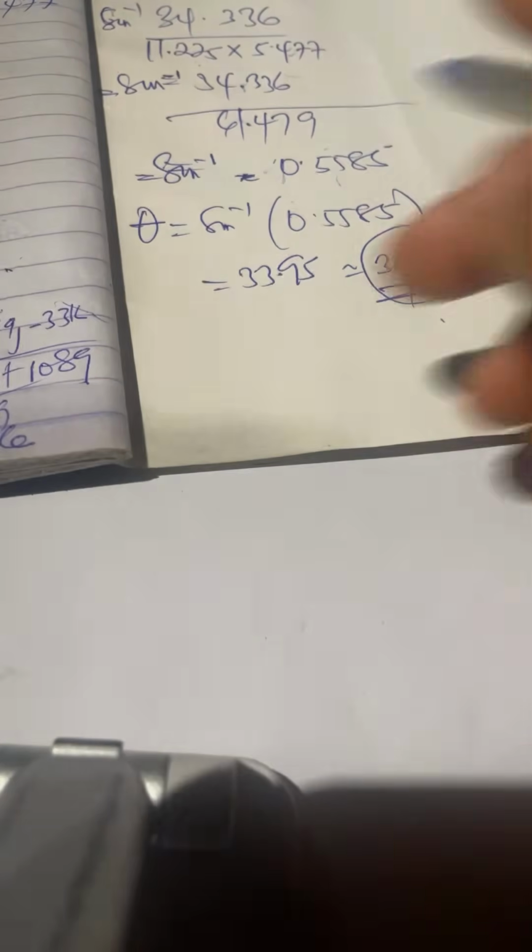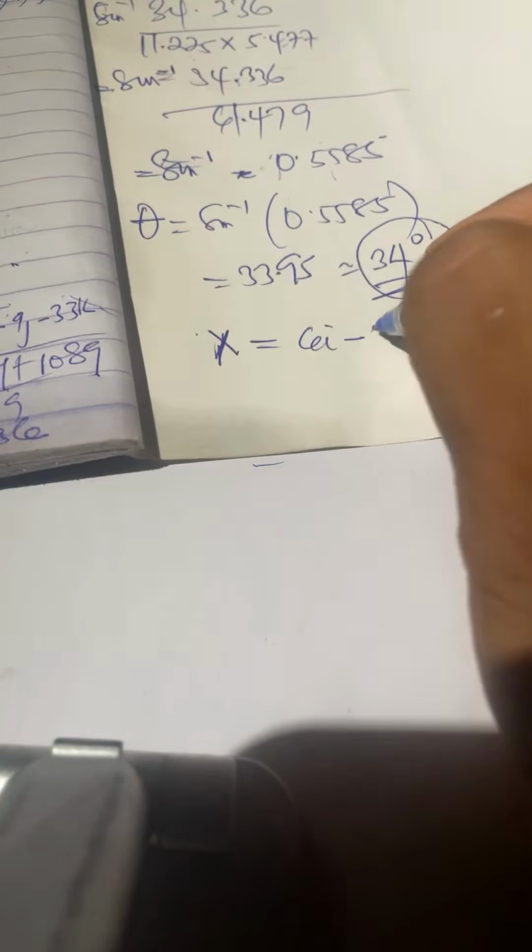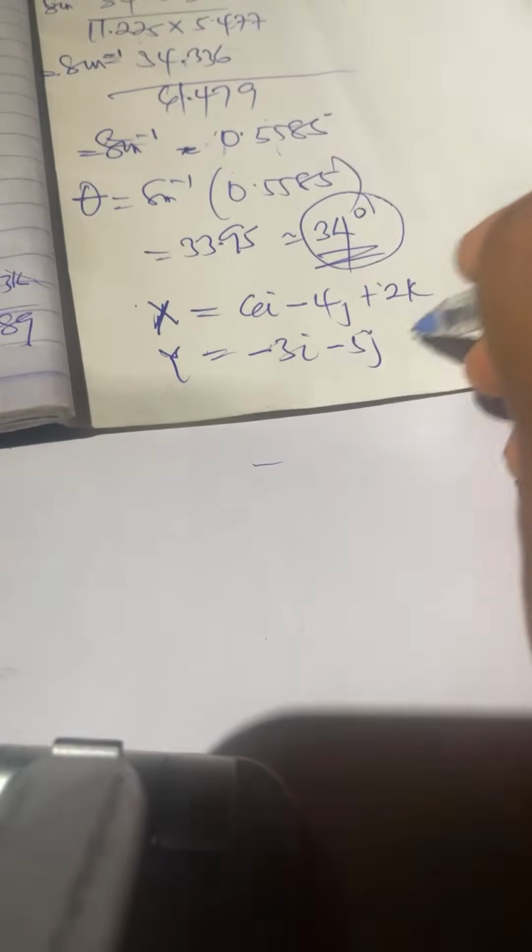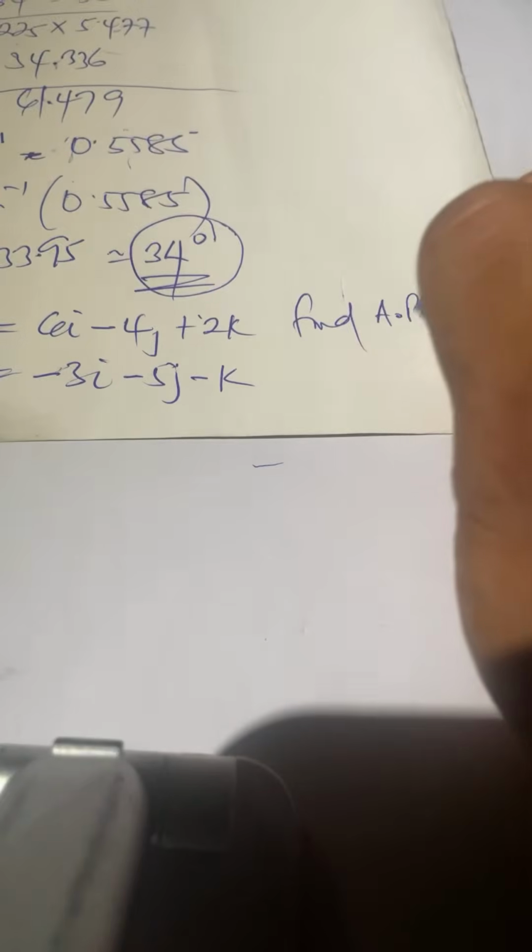So now I want you to try this. Let's say you're given vector x as 6i minus 4j plus 2k, and vector y to be minus 3i minus 5j minus k. Now find A dot B, A cross B, the angle between A dot B and the angle between A cross B. All right, so find this when you have these two vectors.